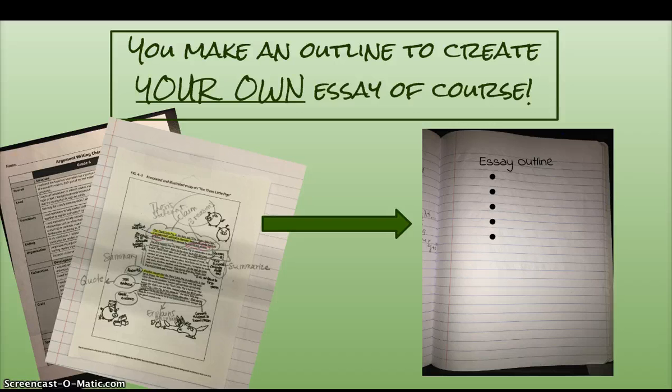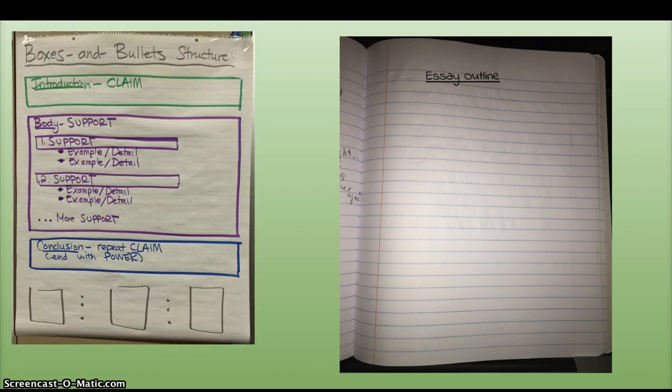In a few minutes, you're going to open to a clean page in the writing portion of your writing notebook to create an outline. Okay, let's review a little though before we start to write. Think back to our boxes and bullets essay structure from several lessons ago. Notice it includes 3 sections: the introduction, the body, and the conclusion. So we want to think about those ideas as we proceed with our outline.